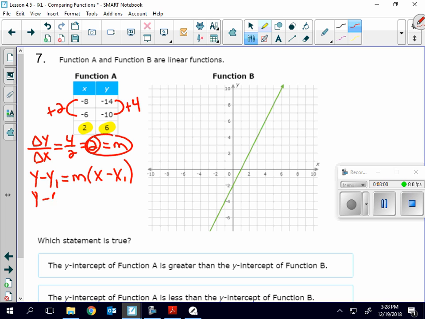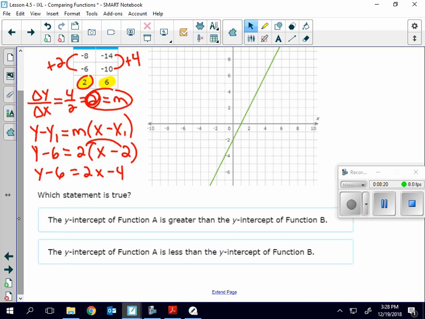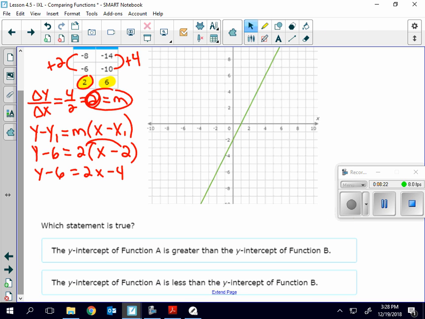Y minus 6 equals 2 times x minus 2. Okay, there's a 2 here and a 2 here, right? All right, distribute. We have y minus 6 equals 2x minus 4. If you need to, you can write somewhere else. If you're running out of room, I can move this. That makes it nice for me. I'm going to add 6 to both sides of that line to get it in slope-intercept.